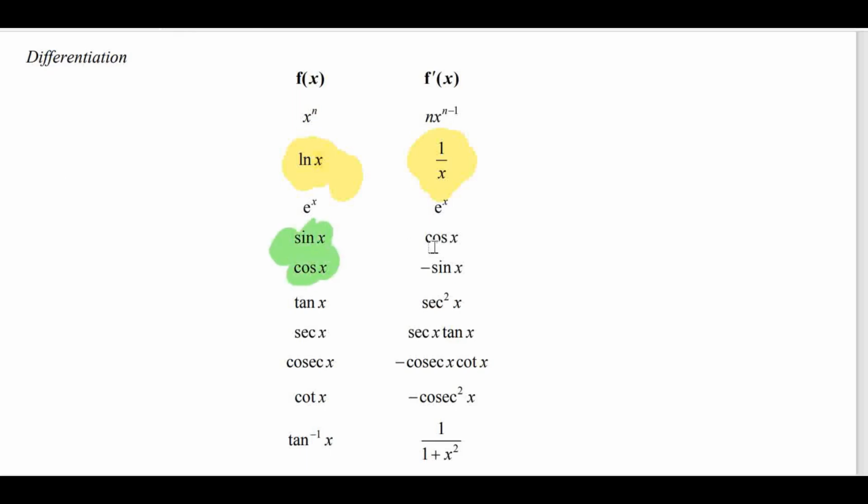Here you can see the derivative of sin x will be cos x, cos x will be minus sin x, tan x will be secant square of x. And then we have the other trigonometric functions like differentiation of secant x, cosecant x, and cot x. But in paper 3, we will prefer these three only.